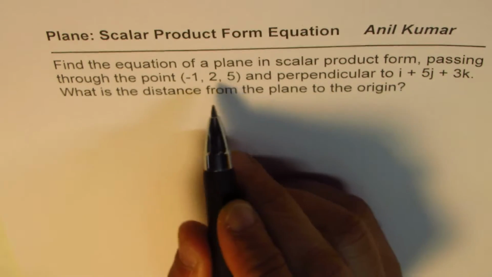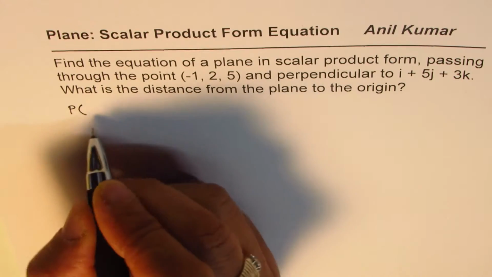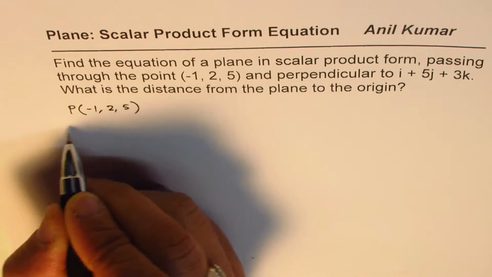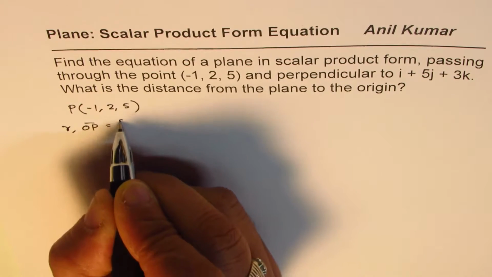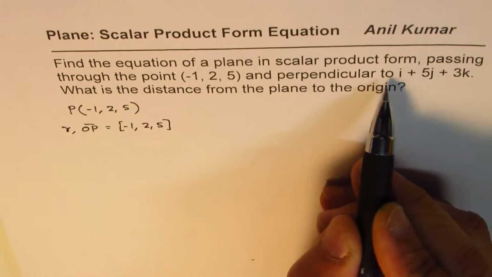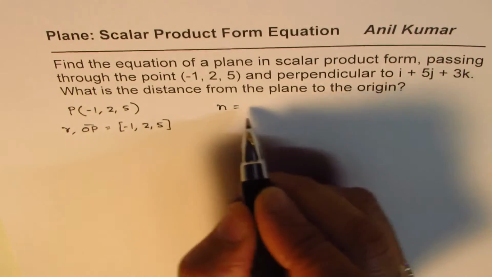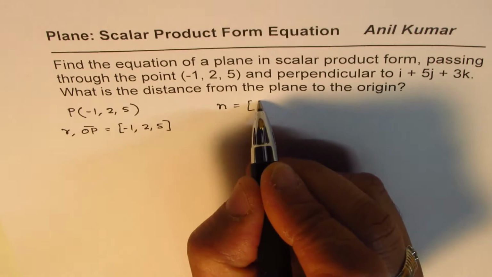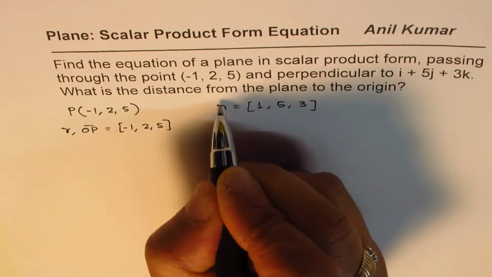So in this case, we are given a point P, let us say. The point given to us is (-1, 2, 5). So the position vector r, which is OP, can be written as (-1, 2, 5). Correct? We are also given the normal. The normal given to us is i, 5j, 3k. That means (1, 5, 3), right? So that's the normal vector.